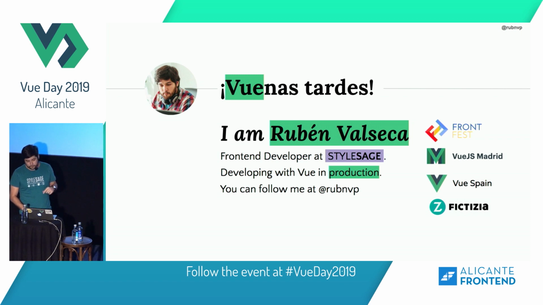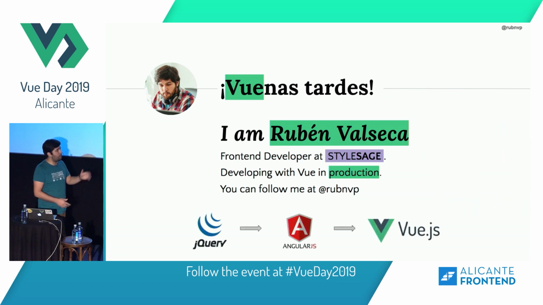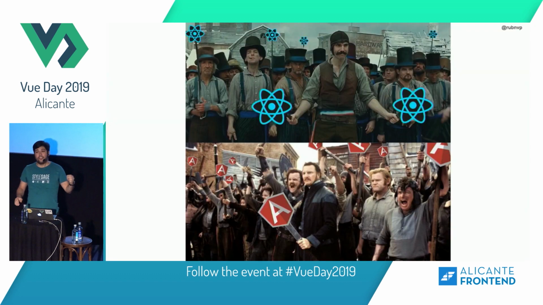And at StyleSage, we had this evolution. I think like many of you, right? We started with jQuery, that we only had jQuery at that time. Then migrated to AngularJS. And finally, as you can suppose, we landed on Vue. But this was not very clear, like 3 years ago when we took this decision. And the situation that we found was something like this, right?